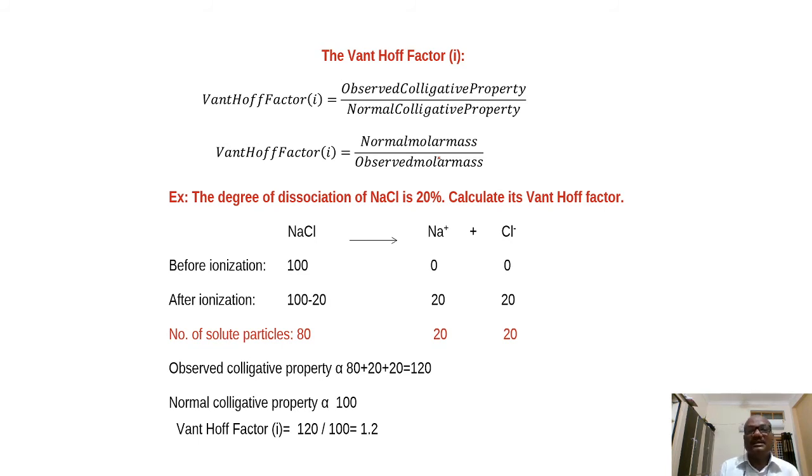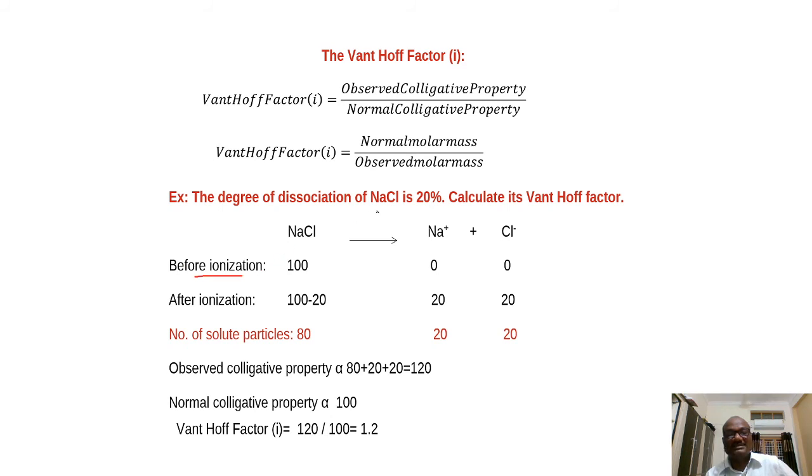Let me see how we can calculate the Van 't Hoff factor. This problem is taken in order to understand the concept. The degree of dissociation of NaCl is 20%. Calculate its Van 't Hoff factor. What is the degree of dissociation of NaCl? It is 20%. We know how NaCl will dissociate: NaCl gives Na plus and Cl minus.